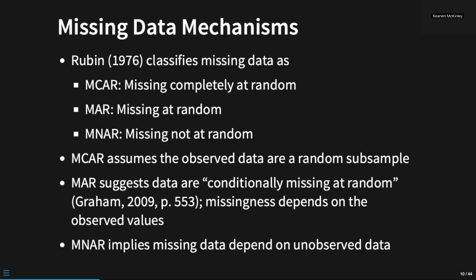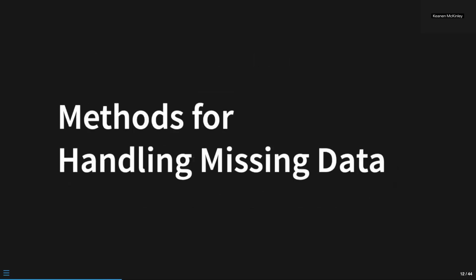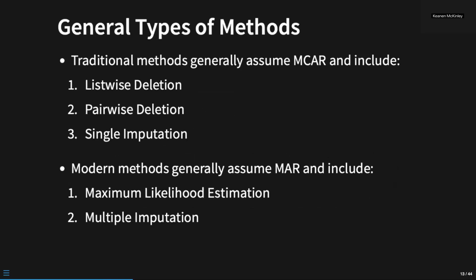And then MNAR implies the missing data mechanism is dependent on unobserved data. So the reason why data are missing is because we don't have certain data, which is very difficult to handle. It requires some additional assumptions and some more advanced techniques. So we're not going to really focus on MNAR in this presentation. We'll focus mostly on MCAR and MAR. MNAR is going to require help from a statistician, or you're going to need a bit more theory. There's just a bit more work to it. So that's what we're focusing on, these two mechanisms. Keep in mind MCAR and MAR.